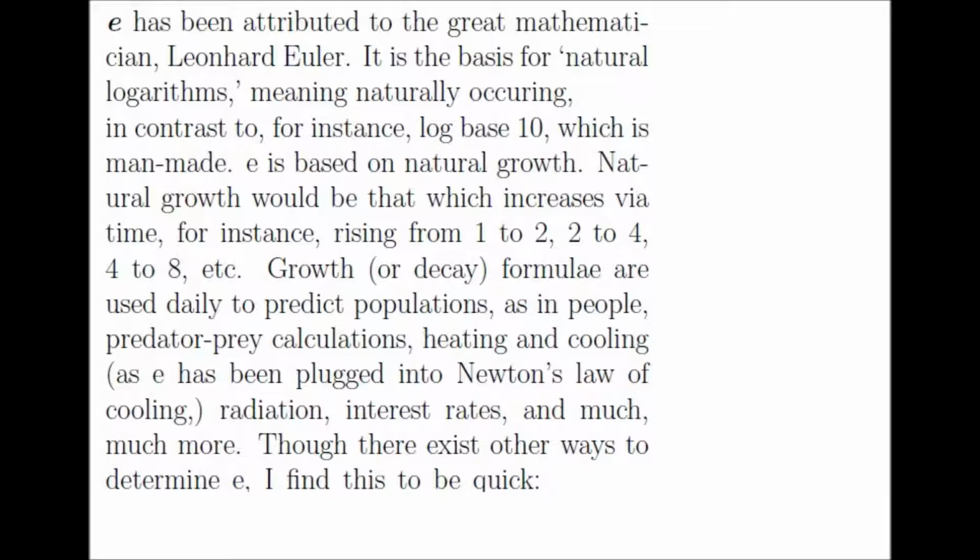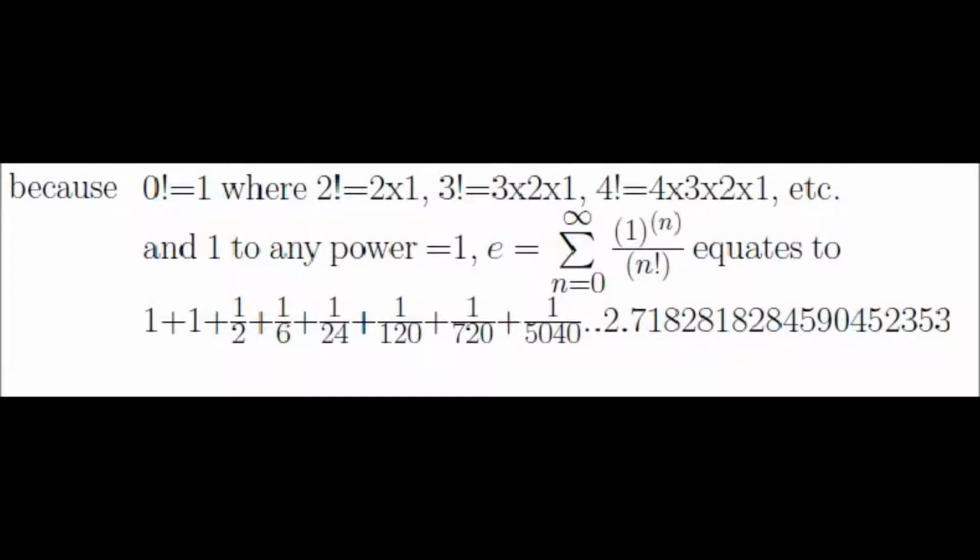Though there exist other ways to determine E, I find this to be quick. Because 0 factorial equals 1, 2 factorial equals 2 times 1, 3 factorial equals 3 times 2 times 1, 4 factorial equals 4 times 3 times 2 times 1, etc., and 1 to any power equals 1. E equals the sum from n equals 0 to infinity of 1 to the nth power, divided by n factorial. As 1 to any power equals 1, and 0 factorial equals 1.